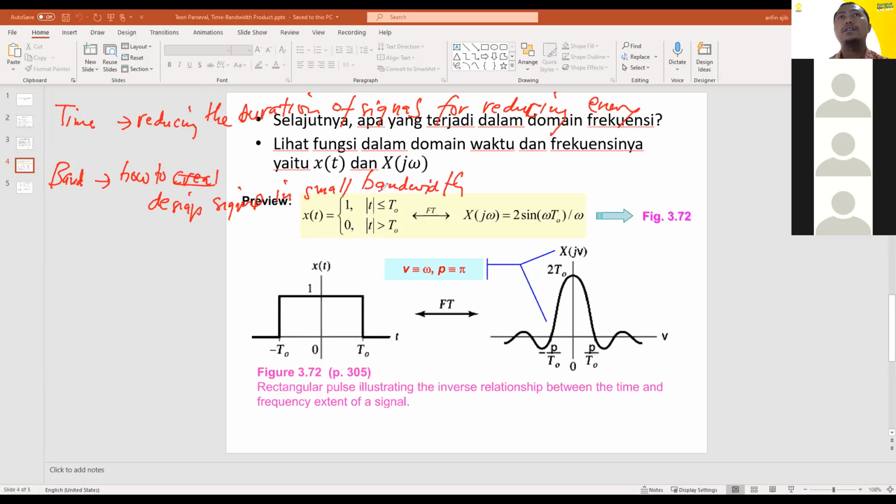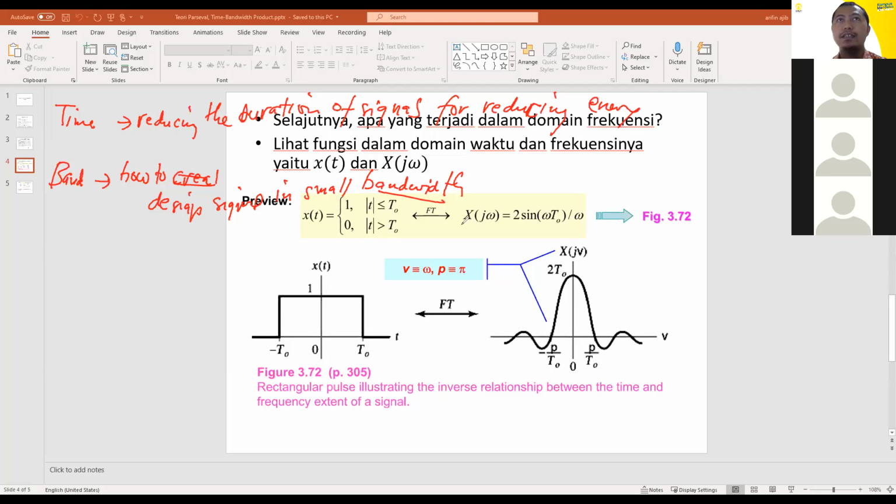You already know the reason why it should be small bandwidth, because we want to use another spectrum, other frequencies, for another information.